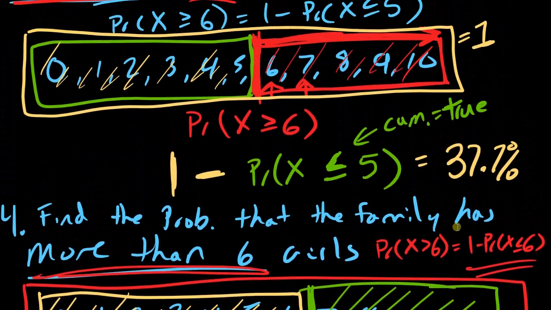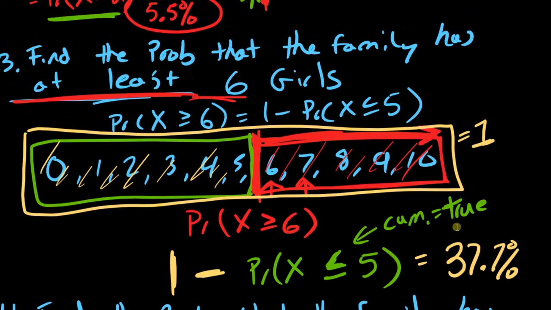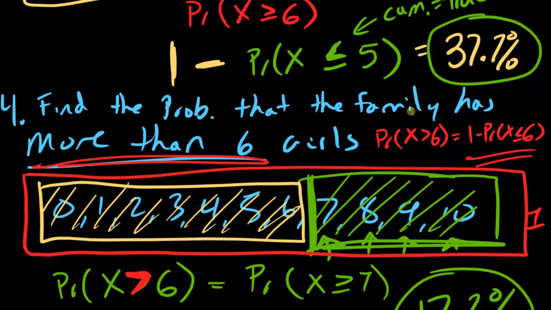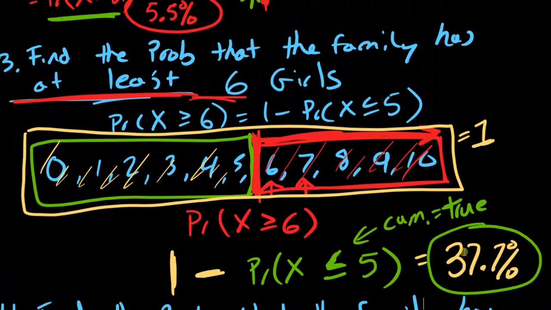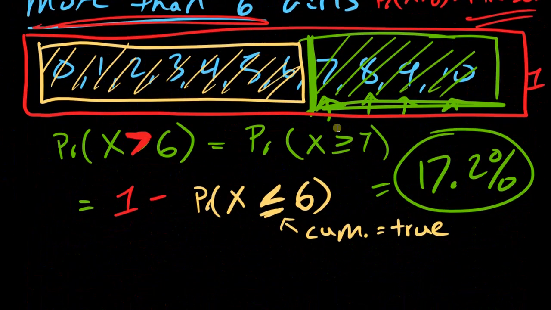Right? And if we think about this, the probability that the family has 6 or more is 37.7%. It makes sense, right? Because here 6 was included, right? So this 37.7 percent was 6 or more. But then when you don't include 6 and you want 7 or more, then it goes down to 17.2%, which makes sense.